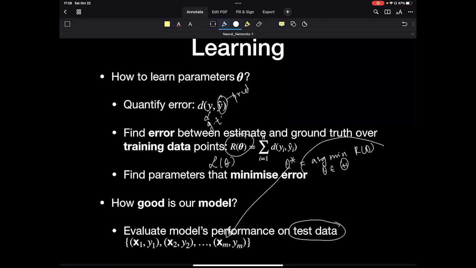So this is what we want to do, right? When we want to find the optimal theta, what is the set of theta that's going to minimize this loss function?